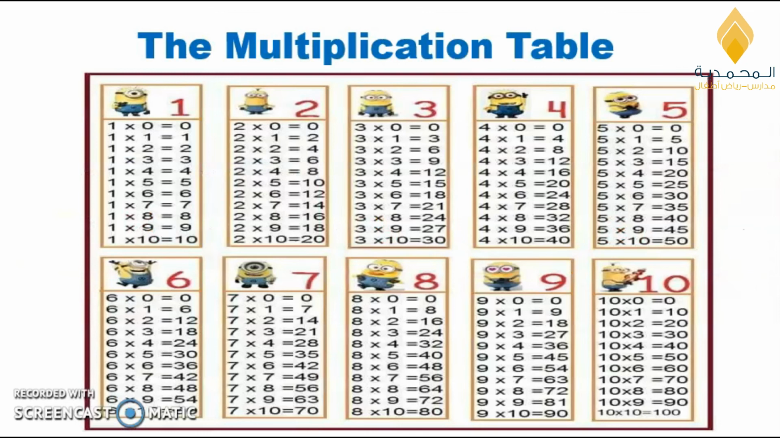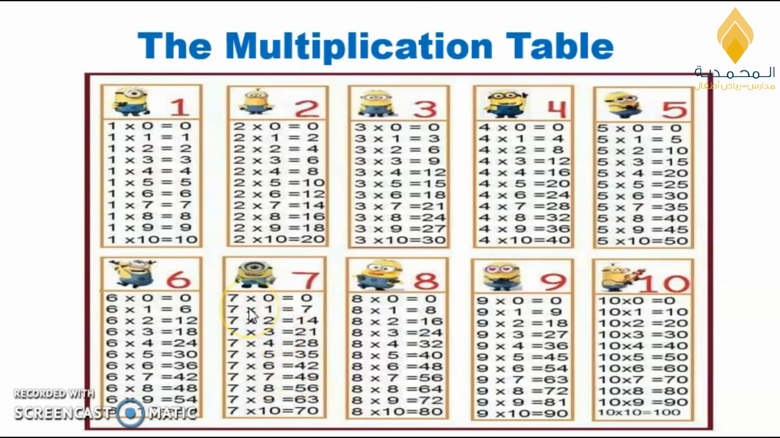Let's read the multiplication table of 6 together. 6 times 0 is 0. 6 times 1 is 6. 6 times 2 is 12. Repeat after me, students. 6 times 3 is 18. 6 times 4 is 24. 6 times 5 is 30. 6 times 6 is 36. 6 times 7 is 42. 6 times 8 is 48. 6 times 9 is 54. 6 times 10 is 60.